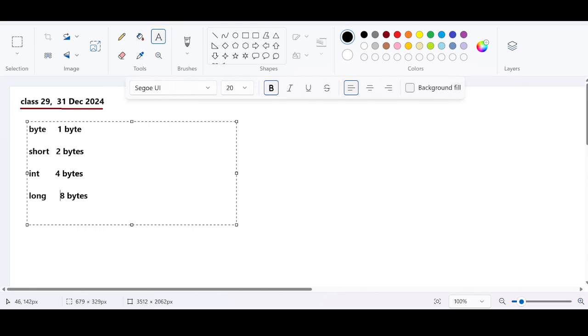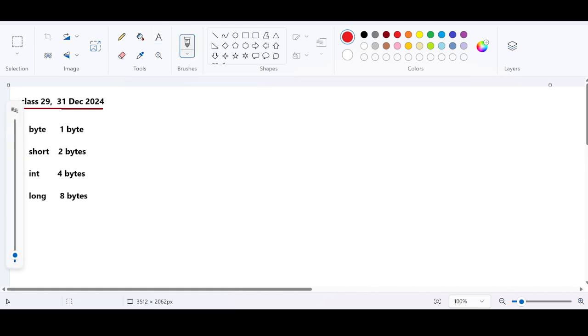These are the sizes the Java people have given for these data types. The range we are going to discuss today. When I say 1 byte, they have come up with a formula to calculate the range. Let me take my pen.